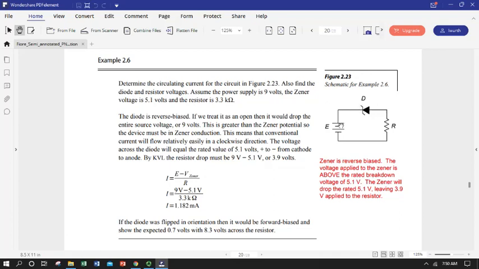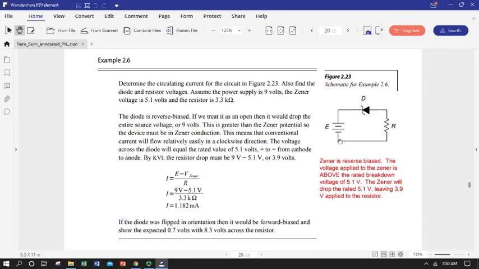If you're not supplying 5.1 volts with your source, there's not going to be any current flowing. So let's first check, is our source big enough to get past the Zener? Yes. Our source is 9 volts.